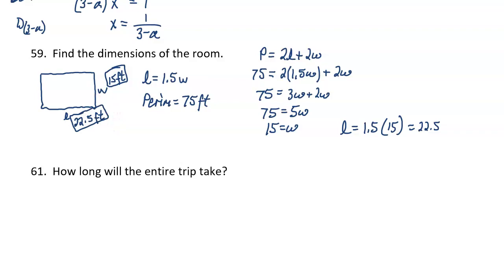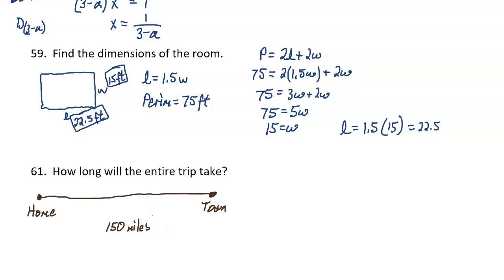Next, number 61. 61 is a problem about driving a car on a trip, and the question asks, how long will the entire trip take? The story goes, suppose you are driving on a freeway to a town 150 miles from home. Let's make a sketch of that. I'm going to have this dot represent home, and then draw a line segment to another dot which will represent the town. Remember that we're told that this entire distance is 150 miles.